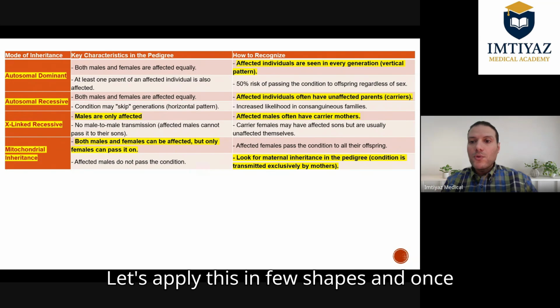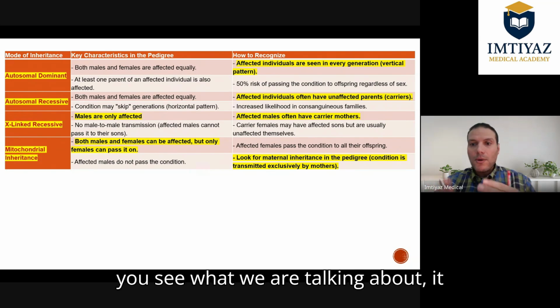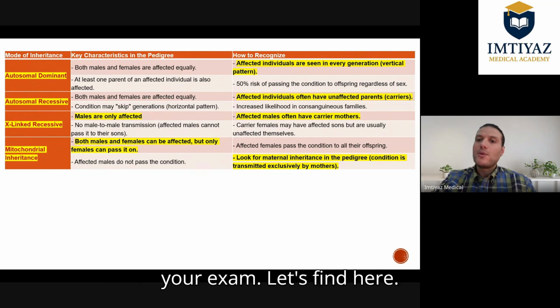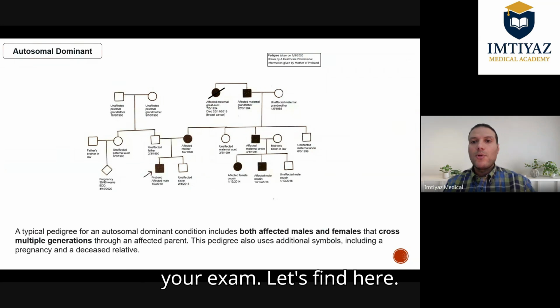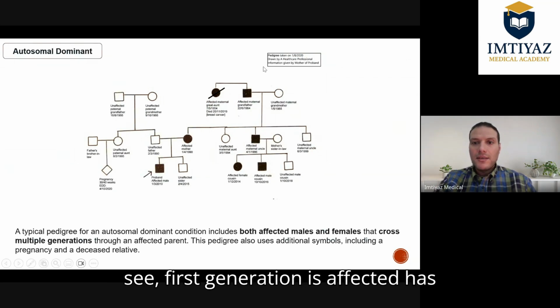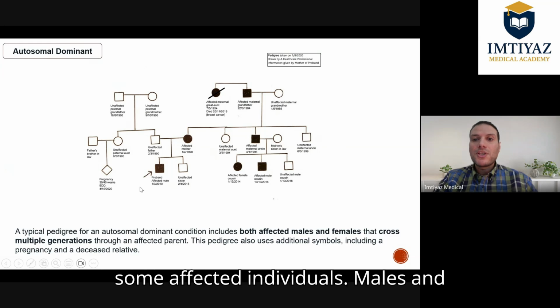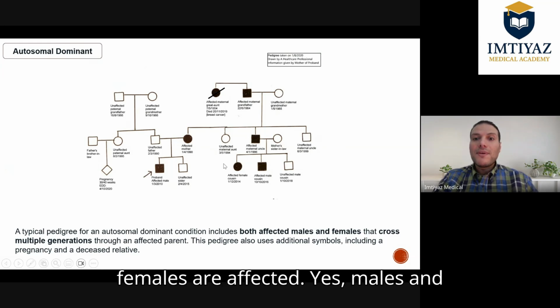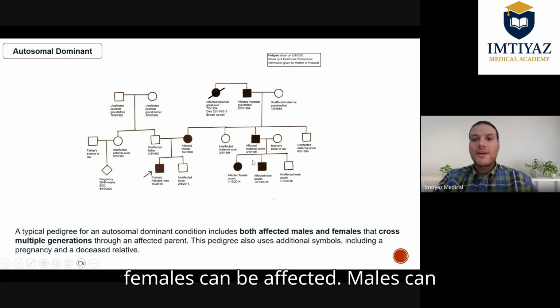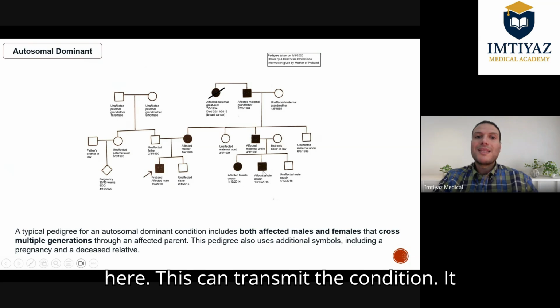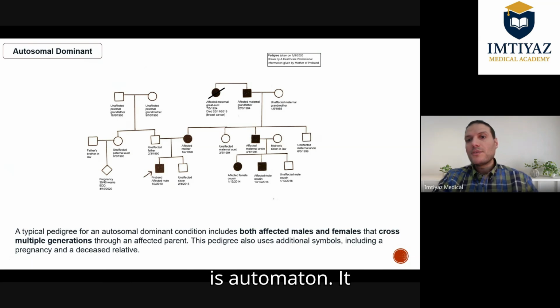Let's apply this to a few shapes, and once you see what we are talking about, it will stick in your mind, and you will be able to answer the question correctly in your exam. Look, each generation is affected. The first generation has some affected individuals, the second generation has some affected individuals, and the third generation has some affected individuals. Males and females can be affected. Males can transmit the condition. Affected males here can transmit the condition. It is autosomal dominant. Next.